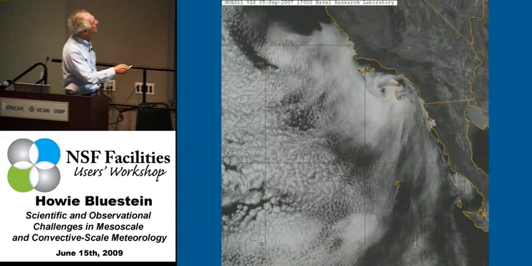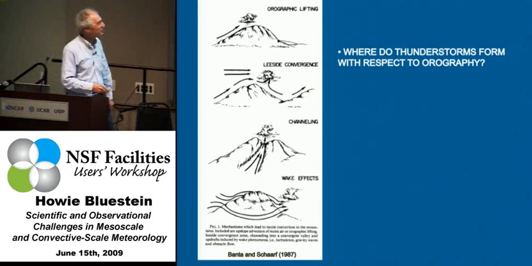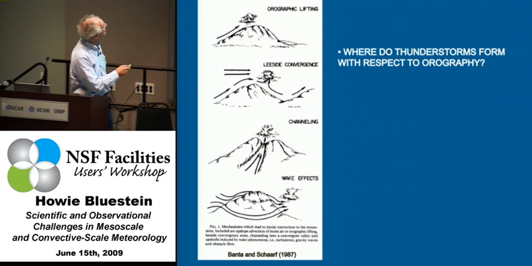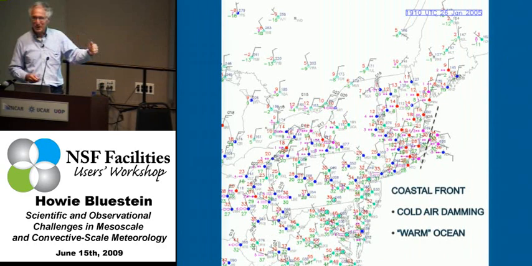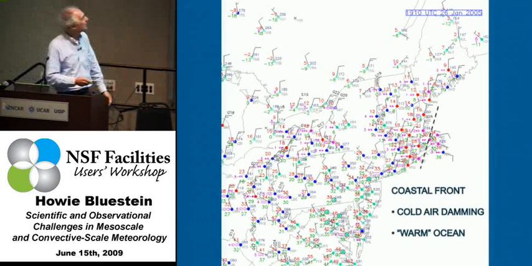Where do thunderstorms form with respect to orography? Do they form on the windward side due to orographic lift? Do they form on the lee side when air comes over the mountains and collides with an adiabatic wind? Is there channeling? Are there wake effects as air is diverted around the mountains? Again, does the air make it up over the mountains, or is it diverted around the mountains? Very important questions that need to be answered. What kind of instruments do you need to make these measurements? Radars have a lot of problems with mountains. You have to be really clever how you use a radar near a mountain.